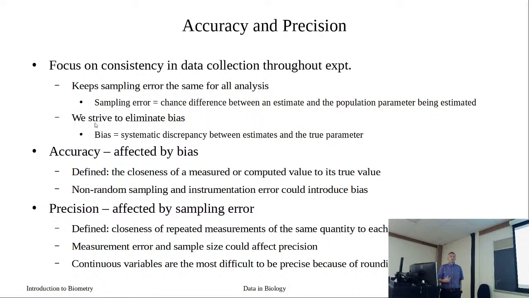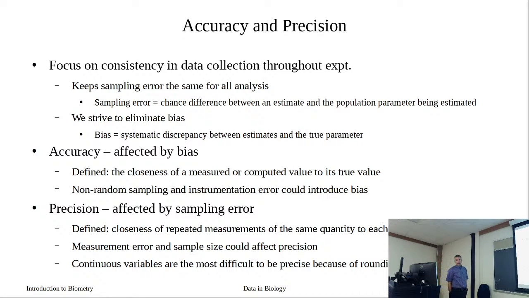So these two terms, sampling error and bias, have an effect on the accuracy and the precision of our estimates. The accuracy of our estimates is affected by bias. That's our measurement. We're missing an inch off of it. Our estimate is going to be off, or is going to deviate from our true value. So what is accuracy? Accuracy is the closeness of our measure or computed value to the actual true value. It's how close we are.